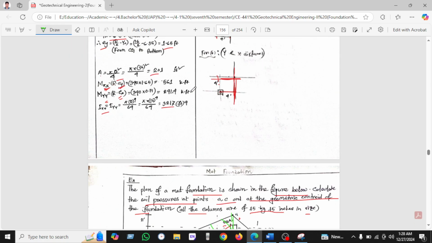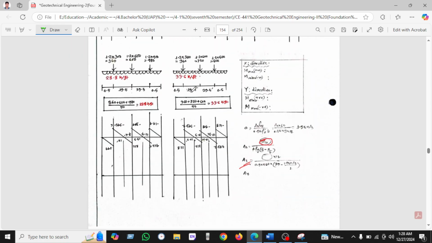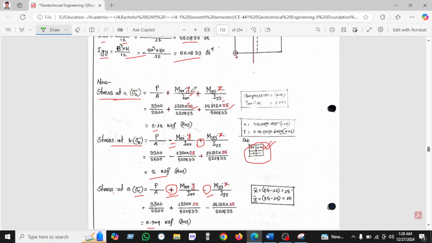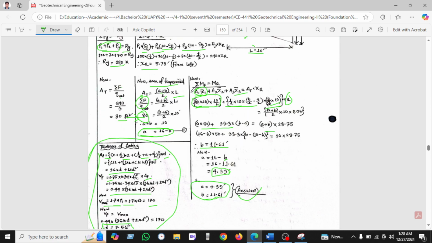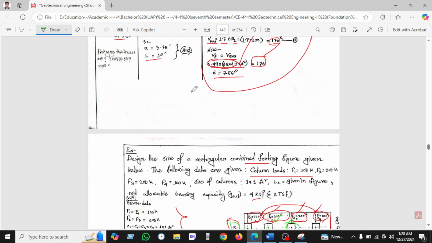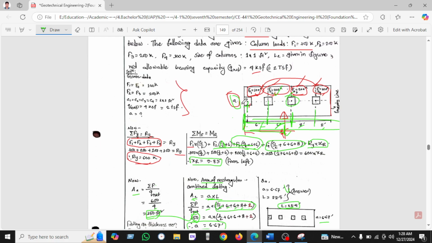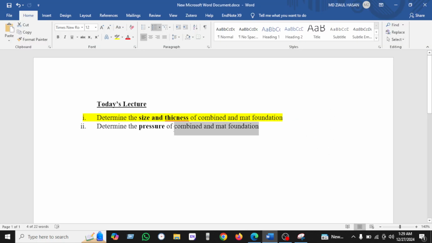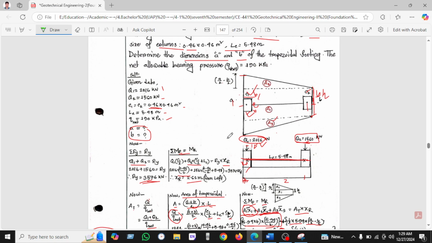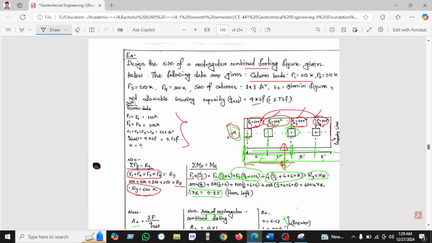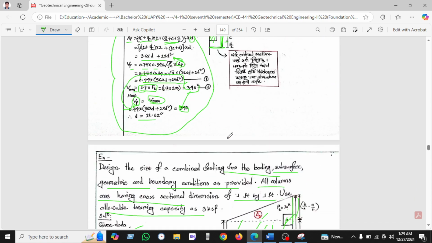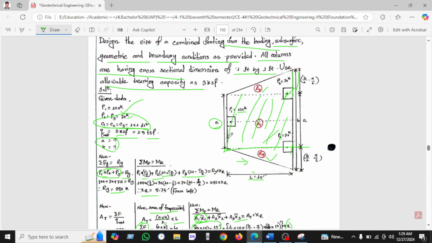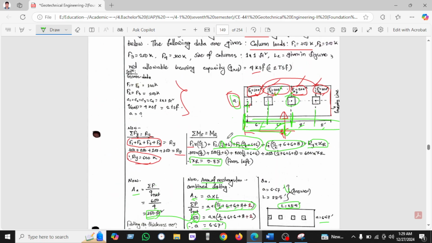This lecture is in depth. If you have any question, then let me know. This lecture mainly focused on how we calculate and find the footing length and breadth. In the first part we determined the size and thickness, and the second one determines the pressure. If you have any question, then let me know. I will try to answer all the questions. Thank you everyone.